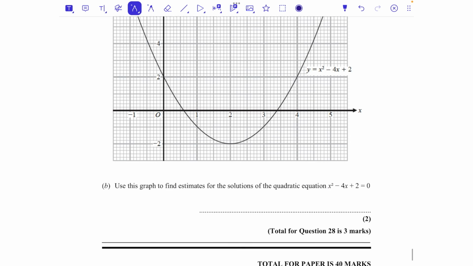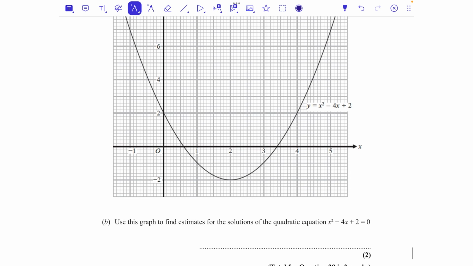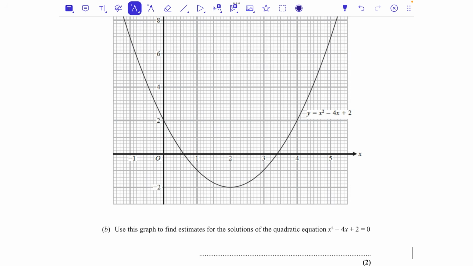And then we have this. Use this graph to find estimates for the solutions of the quadratic equation x squared minus 4x add 2 equals 0. So they're telling us here that this is the graph of x squared minus 4x add 2. And then they're saying, when does that exact equation equal 0?